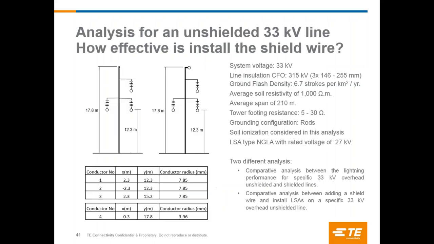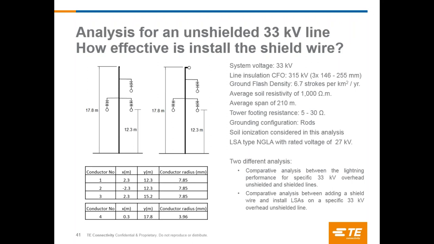The third example shows us how effective it is to install a shield wire on a 33 kV distribution line. It's another very common question. Many customers have distribution lines up to 45 kV, more specifically 33 kV, and they want to install a shield wire in order to improve the distribution line performance. What is the effectiveness of this method?